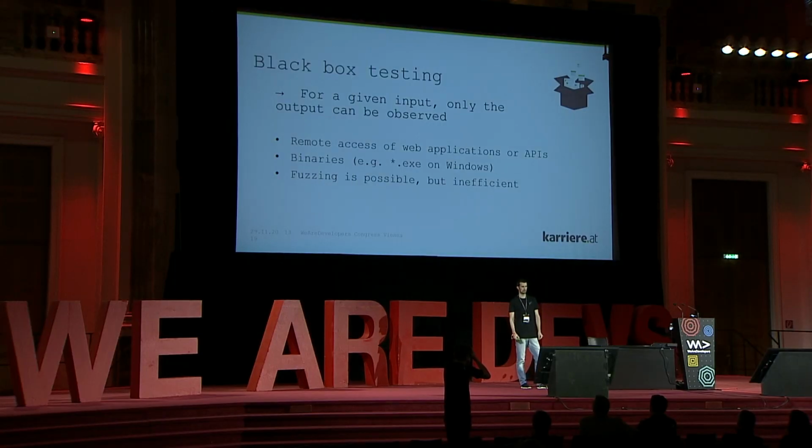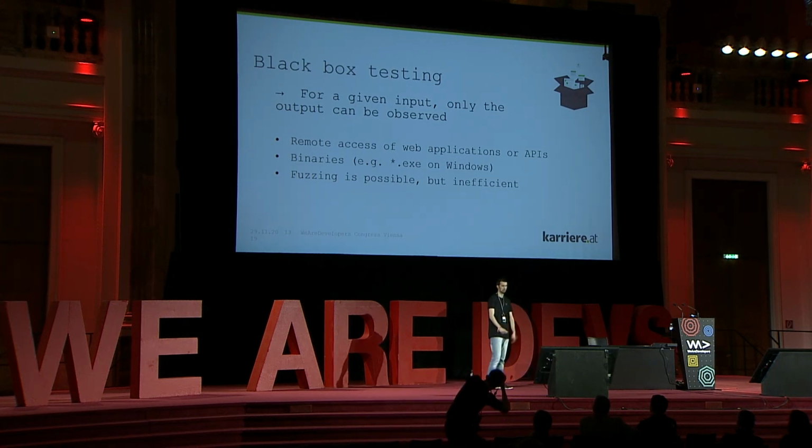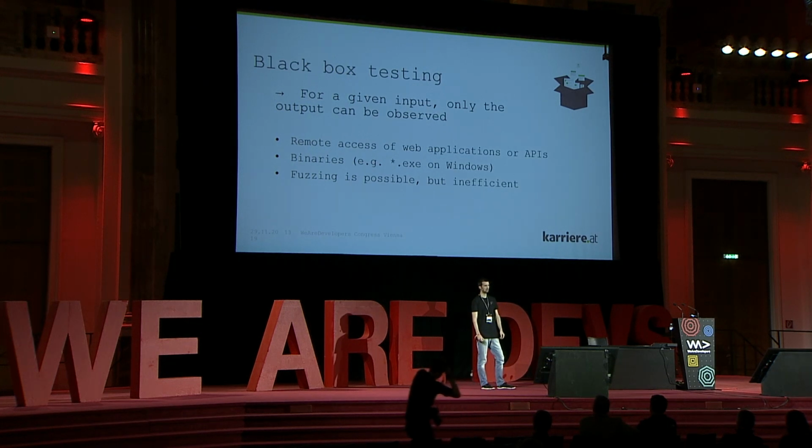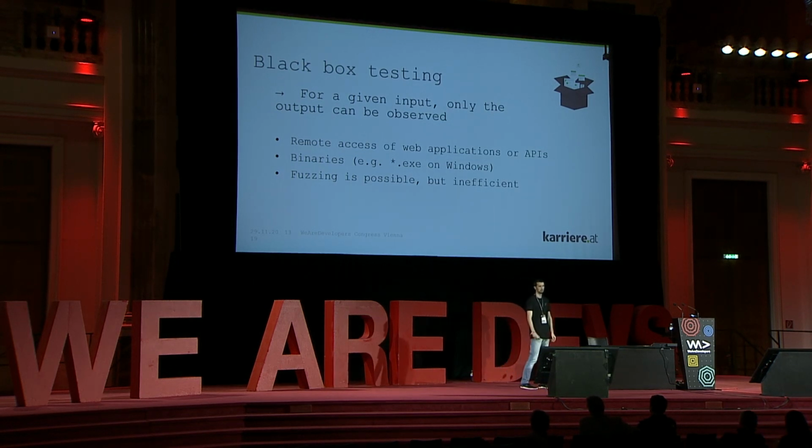Then there is black box testing. For a given input, only the output can be observed. What does this mean? For example, if we access a web application or an API via HTTP or remotely, we can only see what gets back to us. This can be a 500 HTTP error code, this can be a 200 status OK code, but we don't know what's happening behind the API. This is also true for binaries, for example, for executables on Windows.